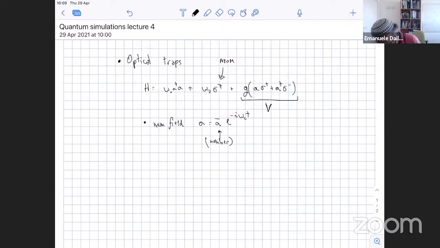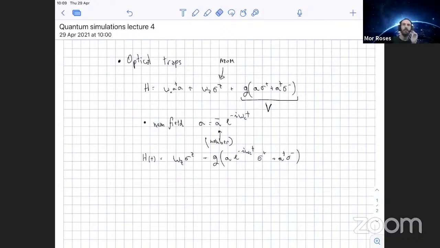Okay, so what we end up with is basically a time-dependent Hamiltonian. So H of t is going to be some omega z sigma z. I don't need to care about the cavity anymore; the cavity is already solved. And plus g, we're going to have some a bar e to the minus omega c t sigma plus, plus the Hermitian conjugate.